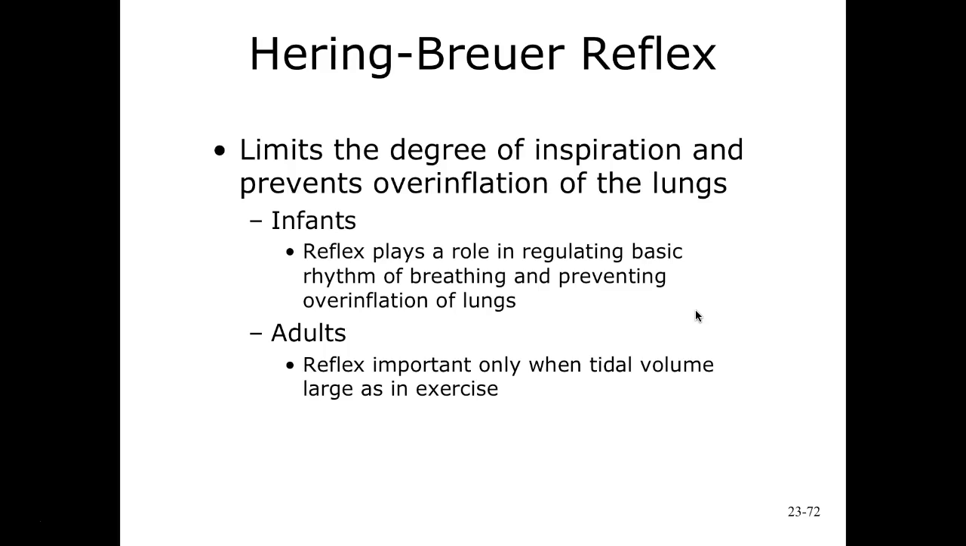So now more about this Hering-Breuer reflex. So this is going to limit the depth of our inspiration and prevents overinflation of our lungs. Like I mentioned before, we have stretch receptors within the walls of our bronchi and our bronchioles, so that it'll send sensory information to our brain to tell it not to overinflate and to trigger expiration instead. So in infants, this is really important because it regulates their regular breathing rhythm to prevent overinflation of our lungs. But as an adult, we kind of already know how to regulate that, and instead it's more important when we are regulating the tidal volume, or that normal breathing that we have during exercise.